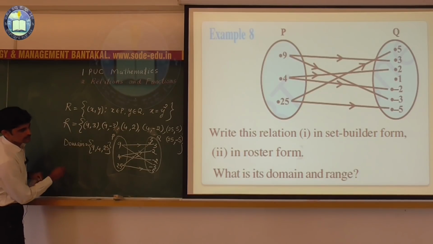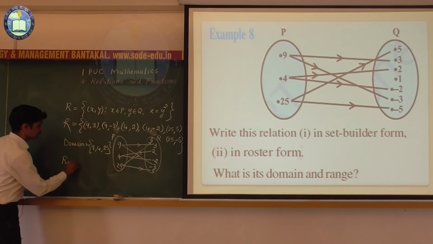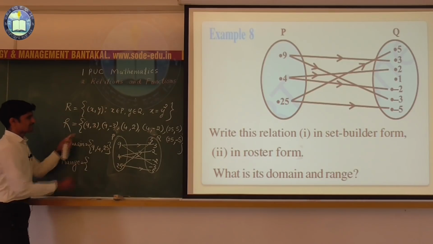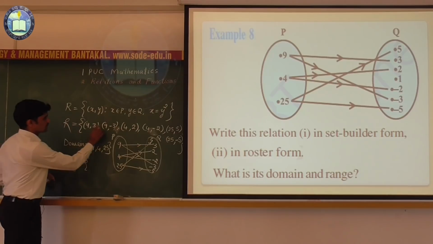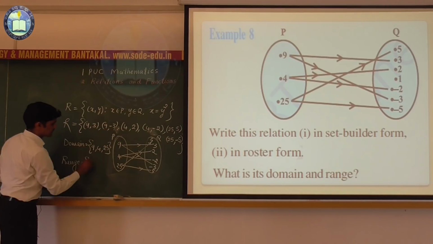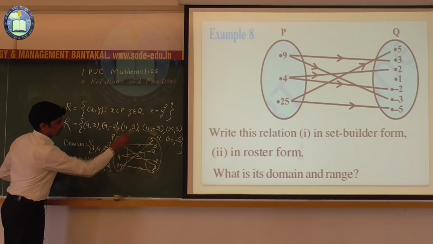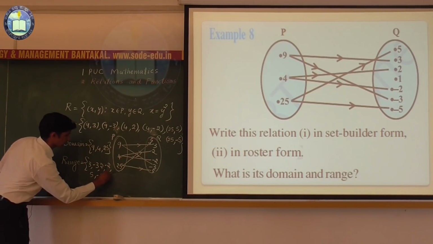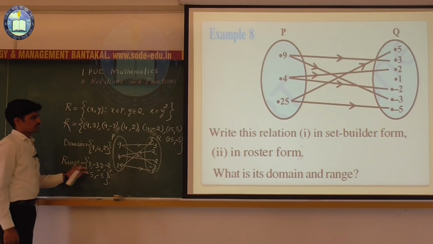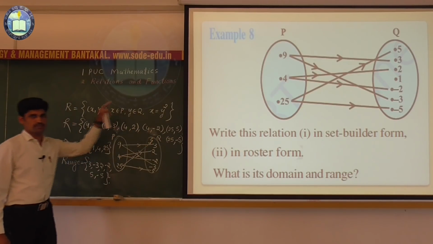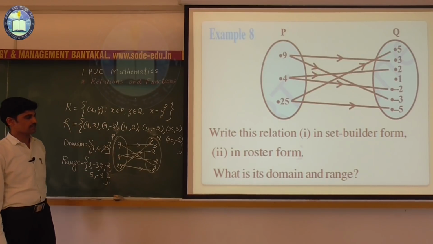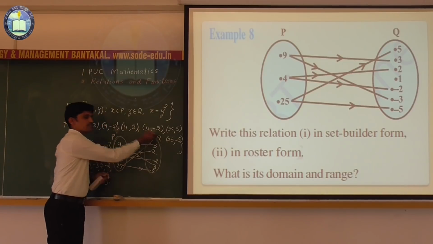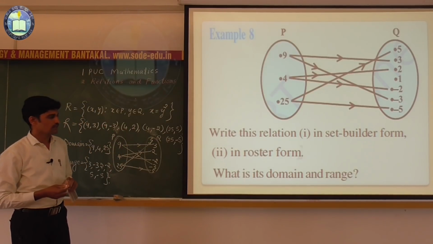Then what is the range? Range is the set of all images, or the set of all second elements of the relation R. Here the second elements are 9, 3, minus 3, 2, minus 2 and 5, minus 5. These are the second elements of the ordered pairs of relation R. Therefore, this is the range. The set of all images is the range, and the set Q is the codomain of the relation R.